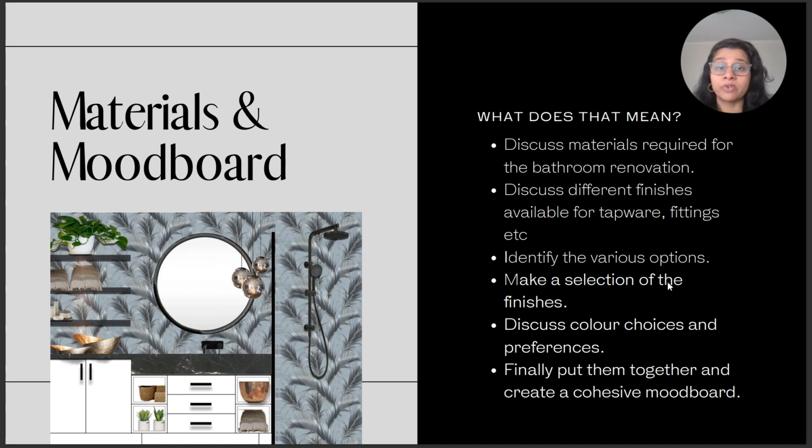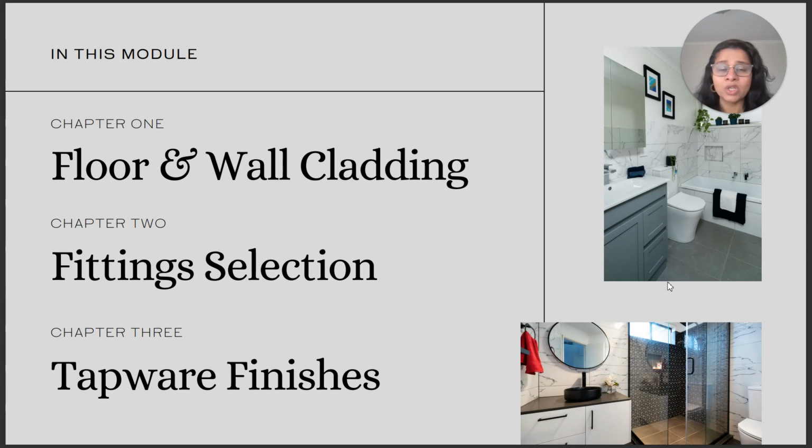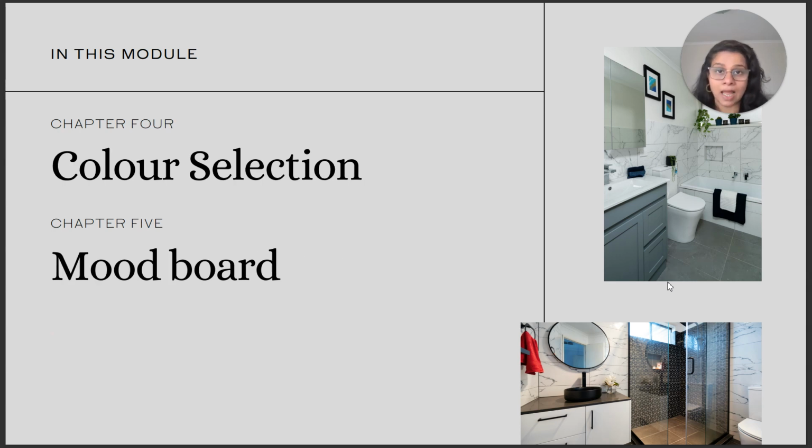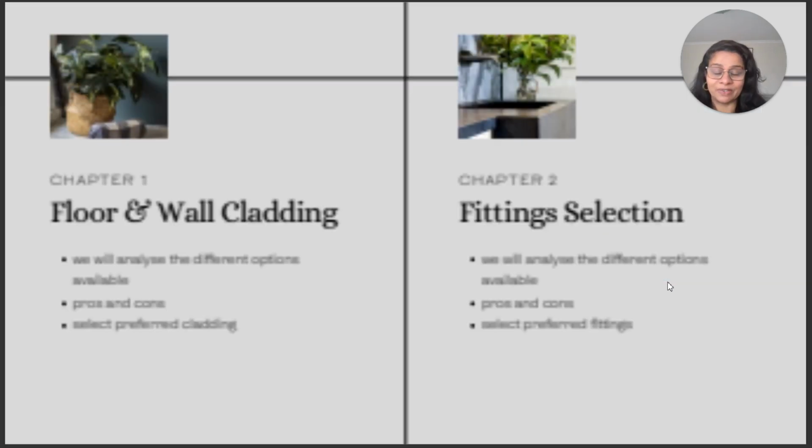We're going to talk about different finishes that are available, identify the various options, make a selection of the finishes, then discuss our color choices, and finally put them together to prepare a cohesive mood board. So I break it down again depending on how you need to select. I've broken it down to wall and floor cladding, fitting selection, tapware fitting selection, color selection, and finally the mood board. So I've broken it down to 5 chapters just to make it easier for you.